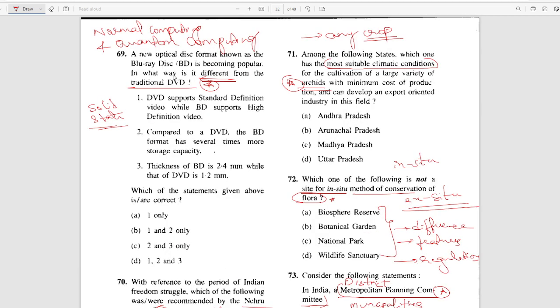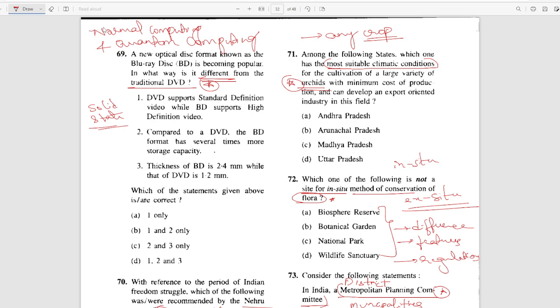The 69th question again is a difference question. A new optical disc format known as Blu-ray disc is becoming popular. In what way is it different from the traditional DVD? See, again, if something is becoming popular, with respect to the traditional technology that we are using, you have to learn about that.